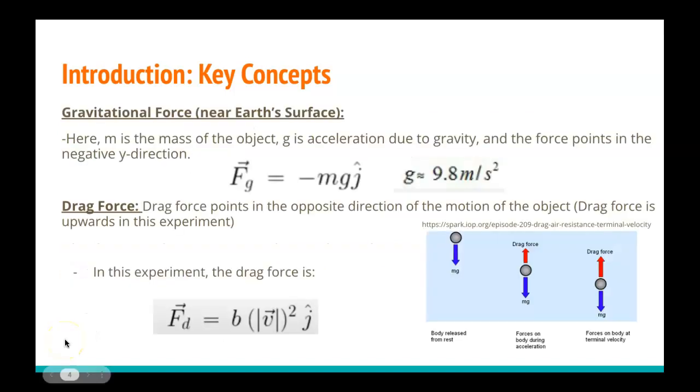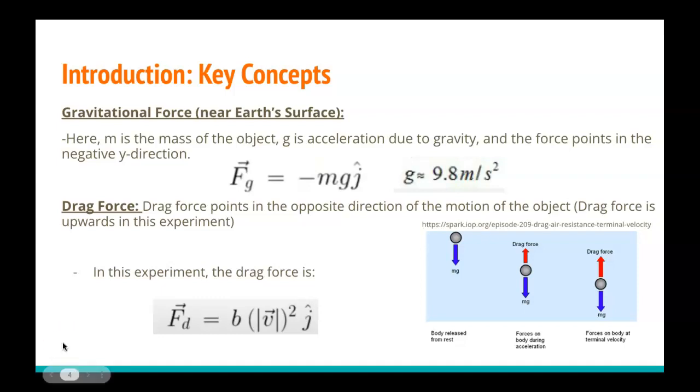The next key concept is the gravitational force, which in this case is near the Earth's surface. Here, the gravitational force equals the product of the object's mass and the acceleration due to gravity, which is lowercase g. This is in the negative j direction. The value of g on Earth is 9.8 meters per second squared.